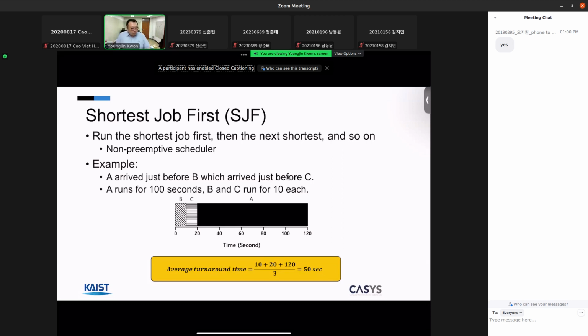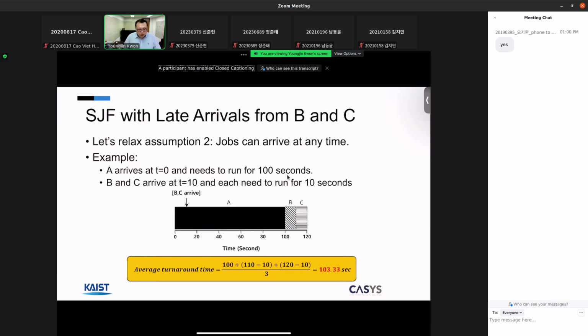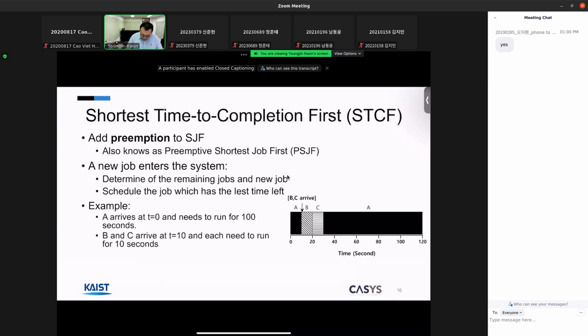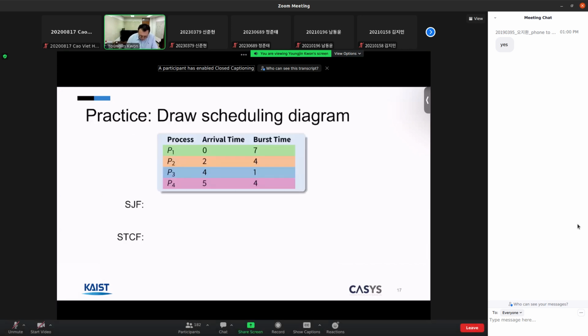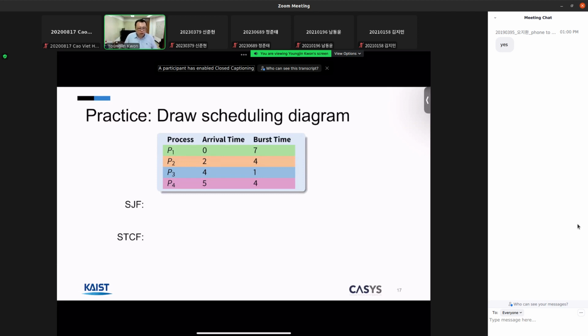To avoid the convoy effect, we talked about two scheduling policies: the non-preemptive scheduler, which is shortest job first, and the other one, shortest time to completion first, STCF. We discussed these two, and then we move to the next level of scheduling policies. Before moving to round robin, let's take a look at this example.